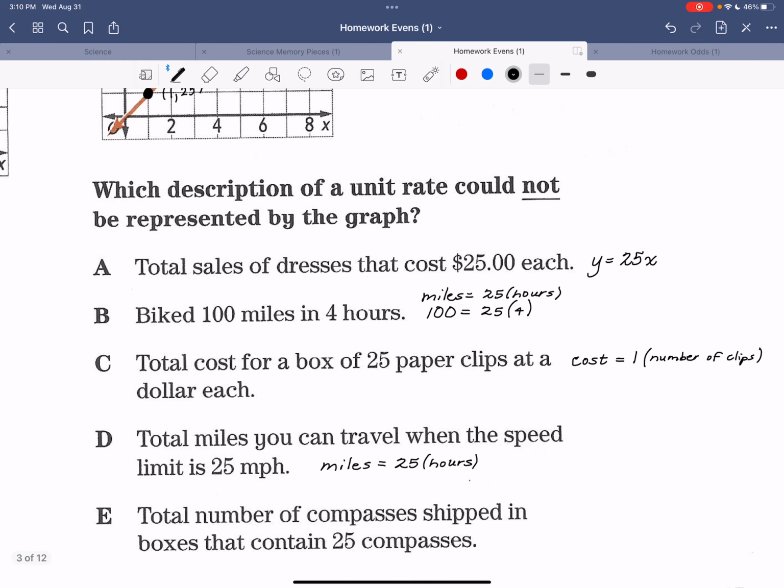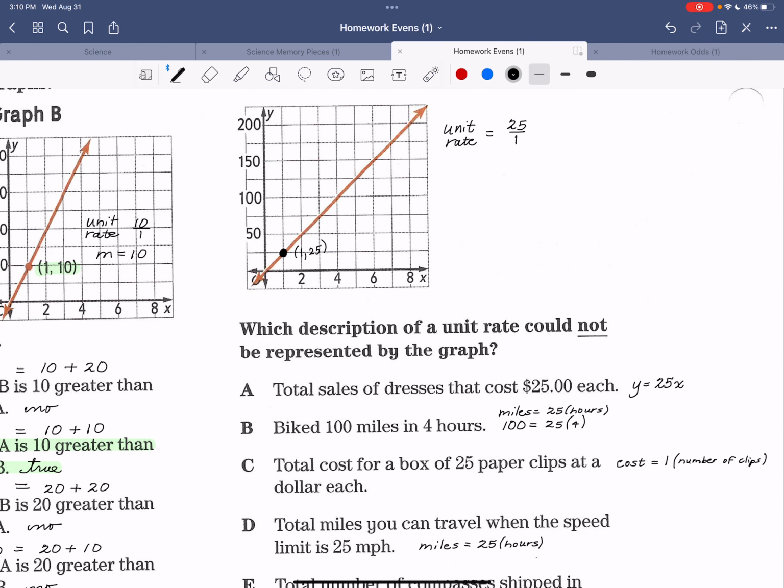Or the total number of compasses shipped in boxes that contain 25 compasses. So this would be the total number equals 25 per box. All right. So which one doesn't fit? Which is the one that doesn't fit with this graph? It is C.